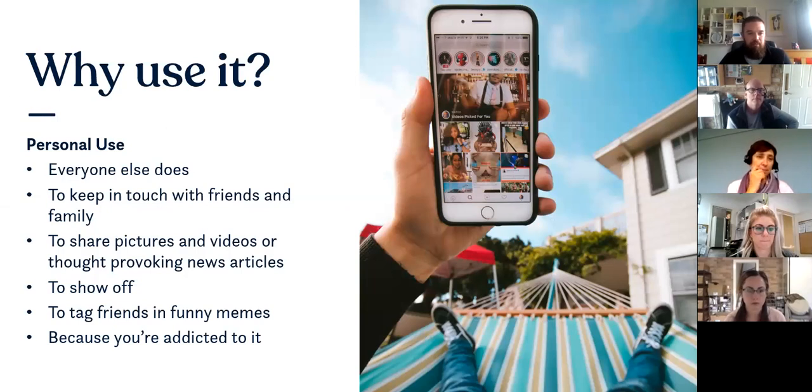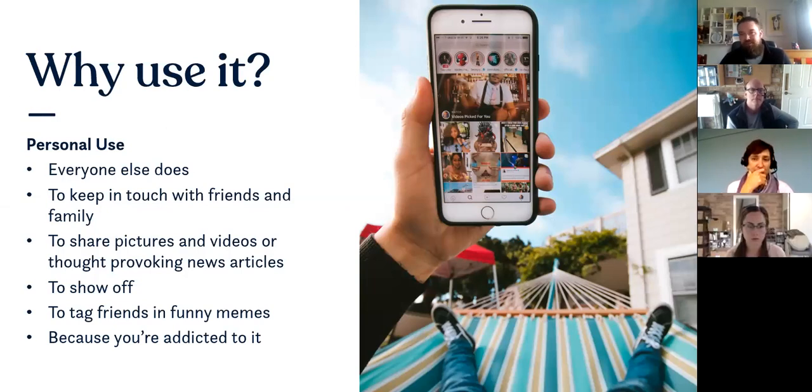To tag friends in funny memes because you're addicted to it. More and more studies are coming out showing that people are addicted to social media. On average, we're picking up our mobile phones every 12 minutes. We're most likely to go into a social media app when we pick it up.